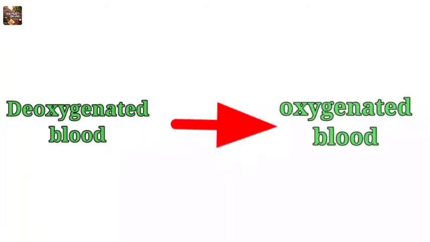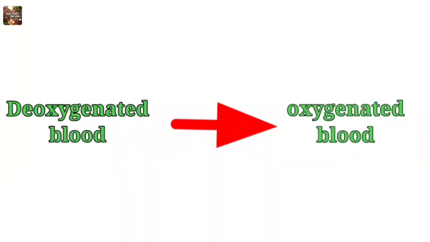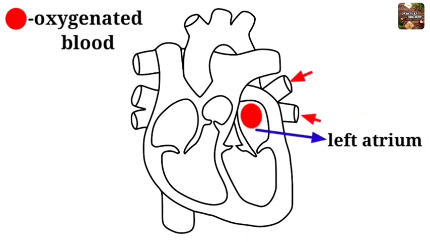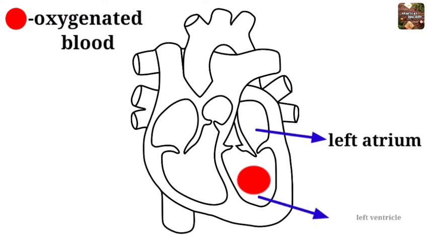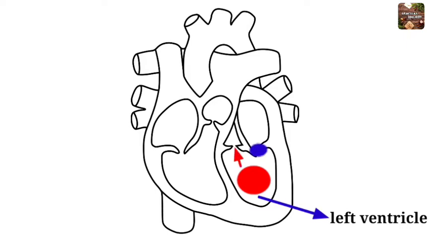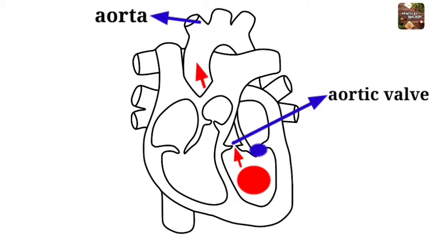Now, the deoxygenated blood is converted into oxygenated blood inside the lungs. Now, oxygenated blood enters the left atrium through the pulmonary veins. Then, oxygenated blood flows from the left atrium to the left ventricle through the open bicuspid valve. When the left ventricle is completely filled with oxygenated blood, the bicuspid valve shuts. Then blood leaves the left ventricle through the aortic valve into the aorta and the body.